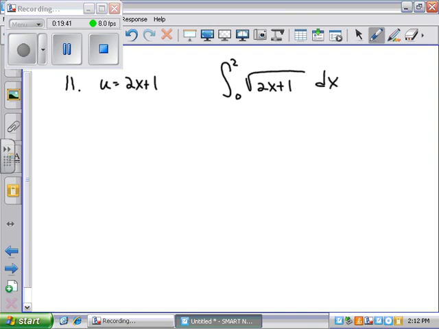Oh, there's a teaching moment in this question I have to make sure I focus on. Yes, because this is as x goes from 0 to 2. So when x is 0, what does that make u? So you have 1. 1 to 5. All right, that's that part.